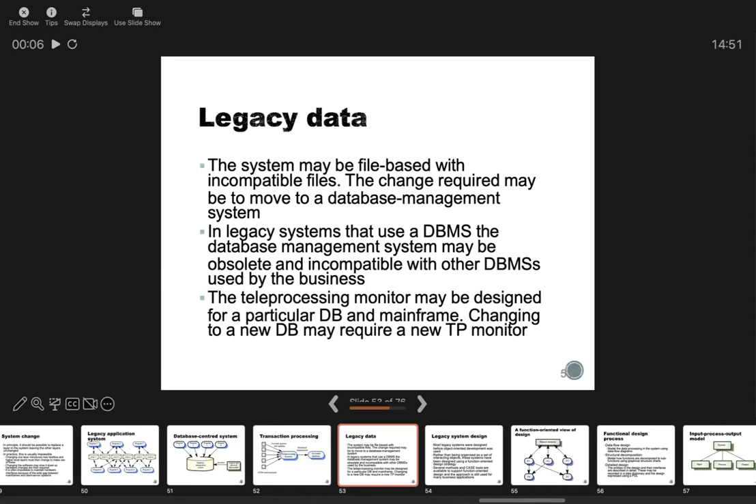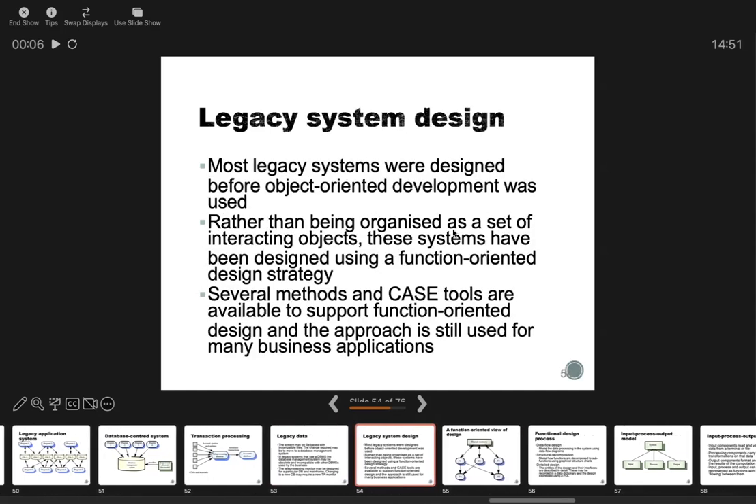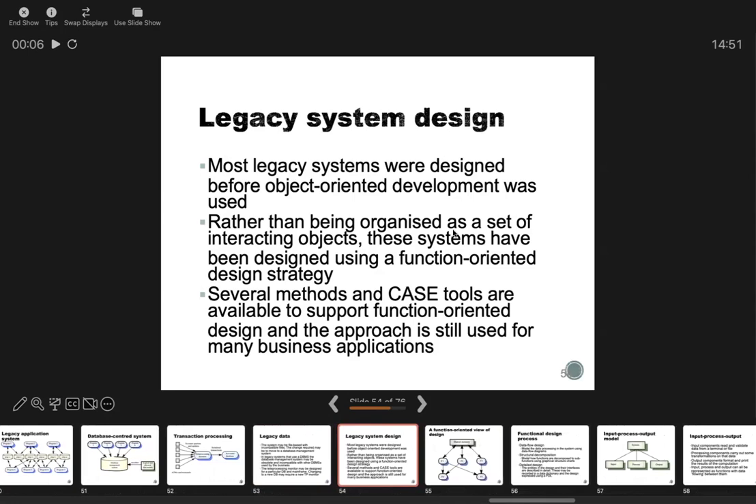Sometimes we find, though now we know how to make those compatible, but if we have some legacy system, maybe from the 60s or 90s, those might not be compatible to get those data. So most legacy systems are designed before object-oriented development. At that time, rather than being organized as a set of interacting objects, we used simple functions or routines. So there are some other issues.